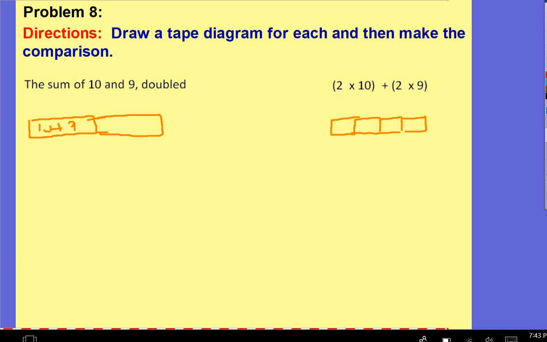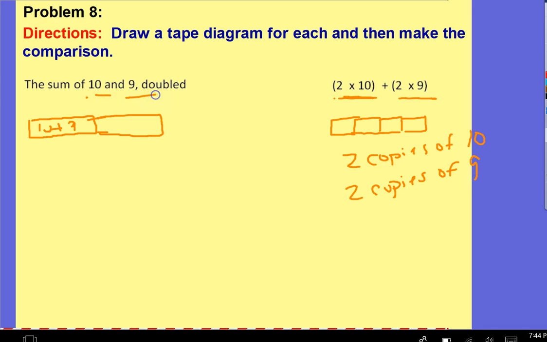And again, it might be a little hard to see, but let's think about what this is telling us. This is telling me that I'm taking 10 and 9 twice. So I have 10 plus 9, and then I'm going to do that again, 10 plus 9. When I think about this one, it's telling me that I'm making 2 copies of 10, and 2 copies of 9. And I'm adding those together.